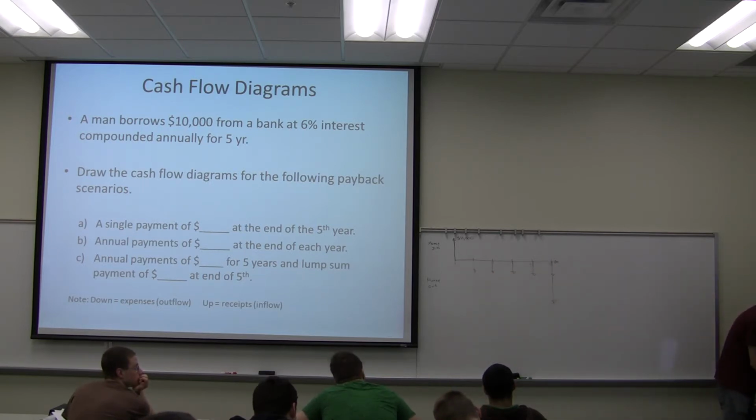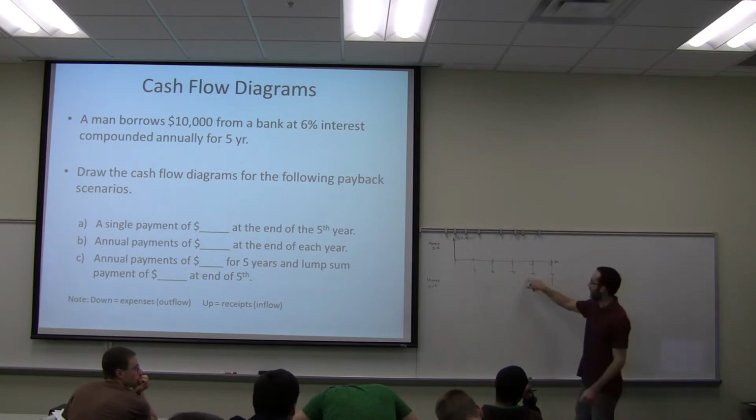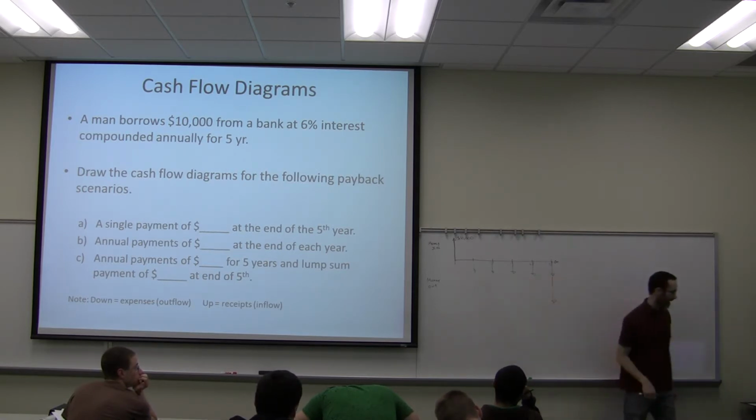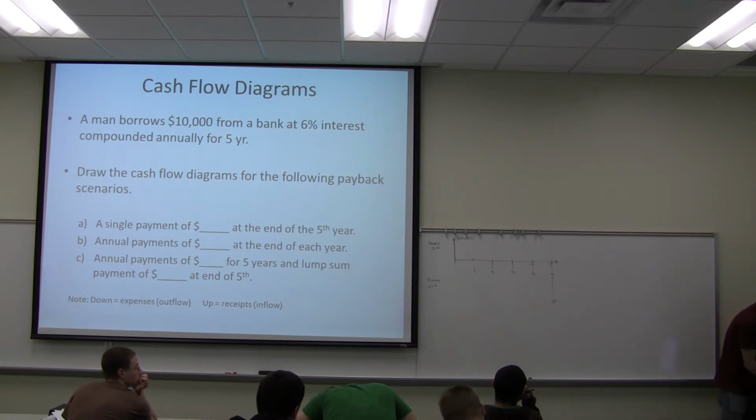So in this case, we wouldn't be able to know exactly how much they're going to be unless we knew either how much the annual payments were going to be or how much the balloon payment at the end is. And so this problem is what's called underspecified, because right now there are too many possibilities. But it gives you an idea of what the cash flow diagram looks like.